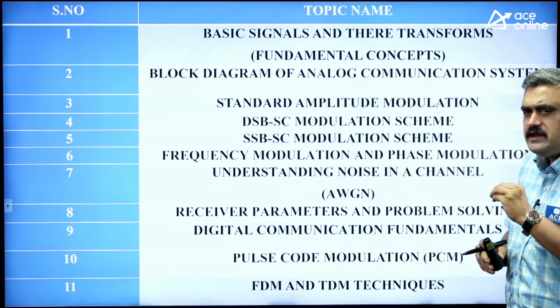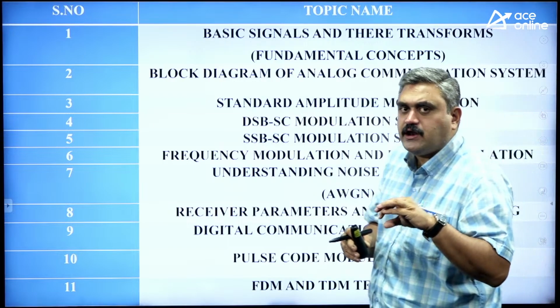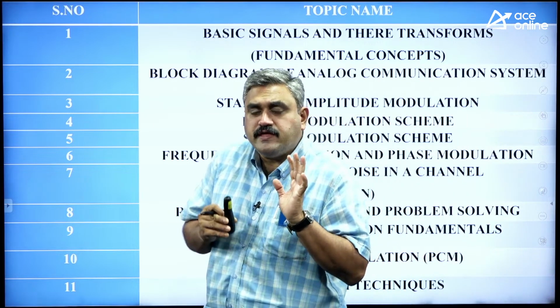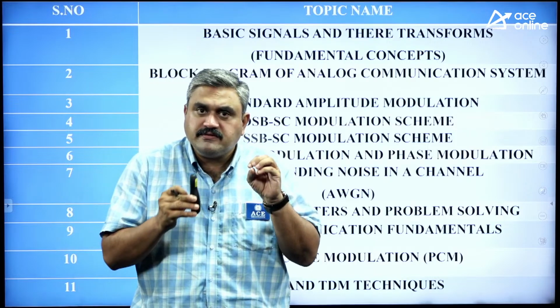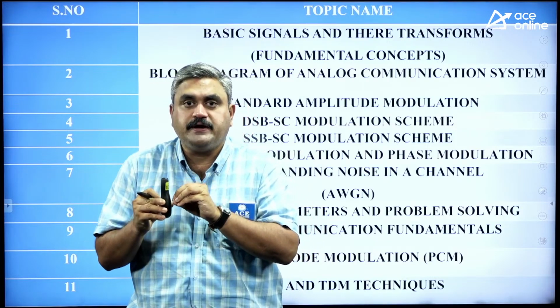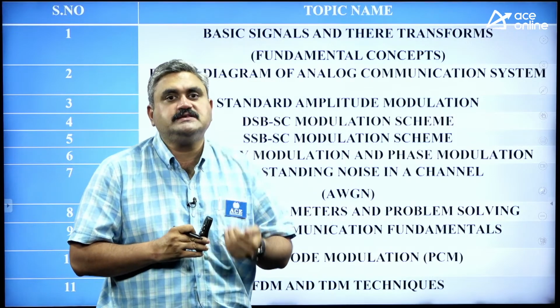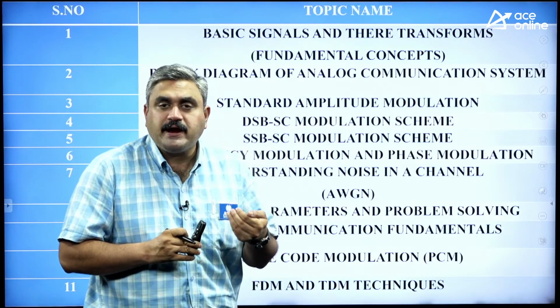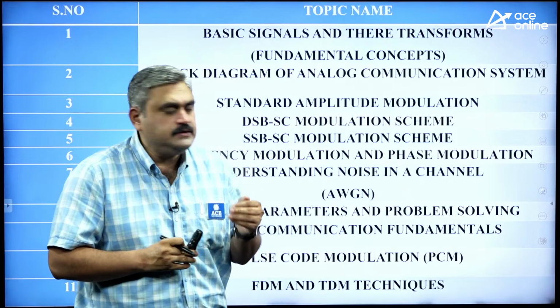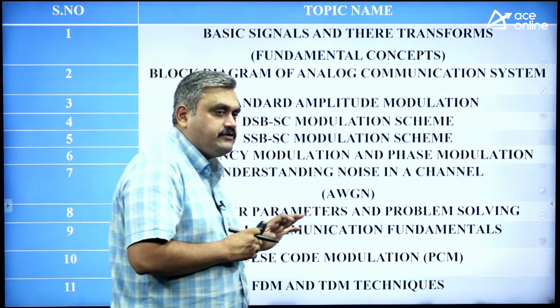Next, what is the block diagram representation of an analog communication system? They very clearly mentioned it in your syllabus, starting with communication system fundamentals. So what is an analog communication system? What blocks is it having? And what are the parameters that you measure at each and every block? So that is the block diagram representation.